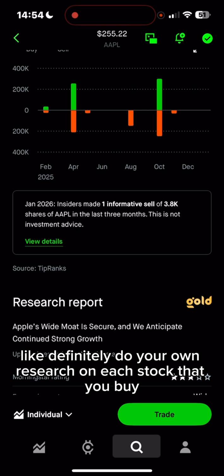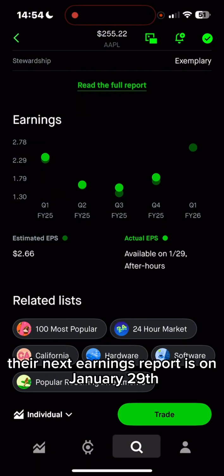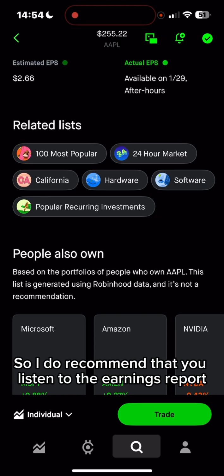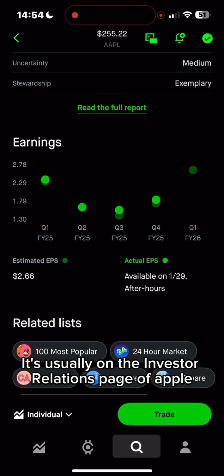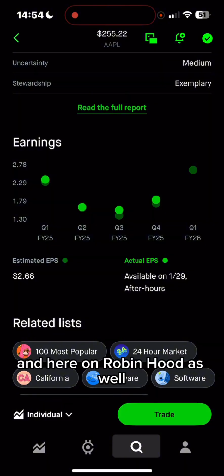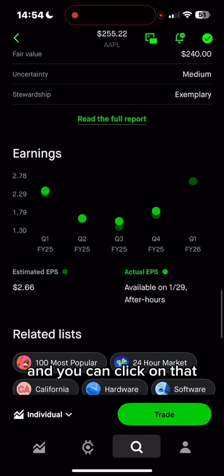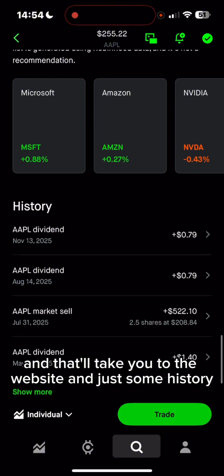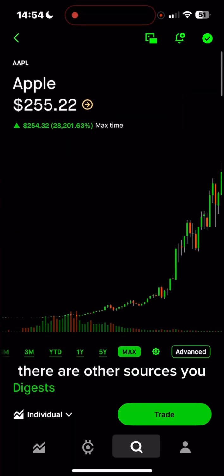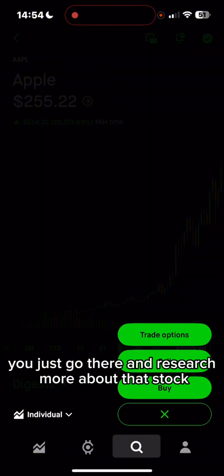Definitely do your own research on each stock that you buy, but once you read everything about it, their next earnings report is on January 29th. So I do recommend that you listen to the earnings report. It's usually on the investor relations page of Apple or whatever company you're looking up. And here on Robinhood as well, there usually is a pop-up that comes under this earnings, and you can click on that and that'll take you to the website. And just some history. So once you review that, there are other sources. For example, the investor relations page, you just go there and research more about that stock.